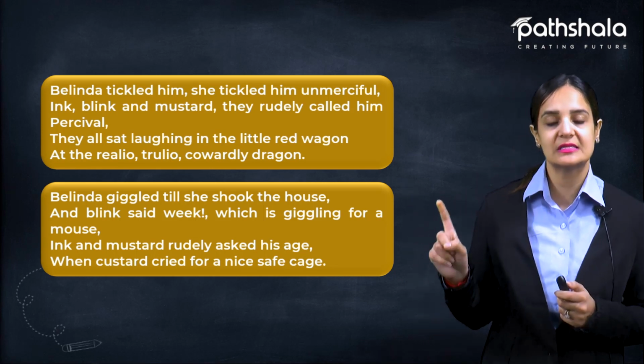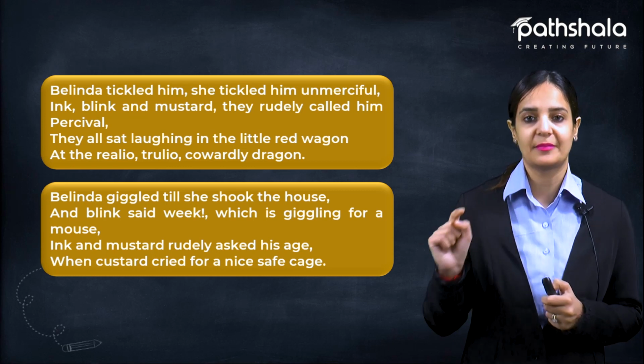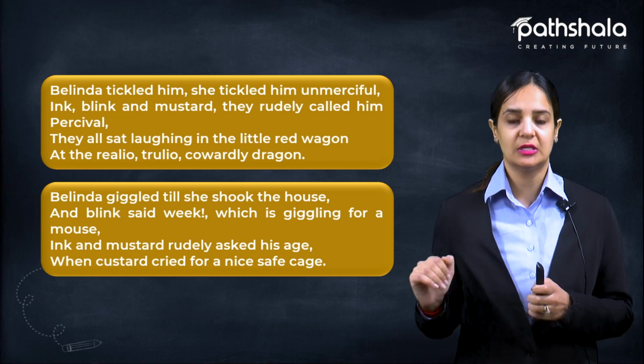Now I hope you can see the rhyming effect again. House, mouse, age, cage. This rhyming effect is AABB. House and mouse, age and cage.